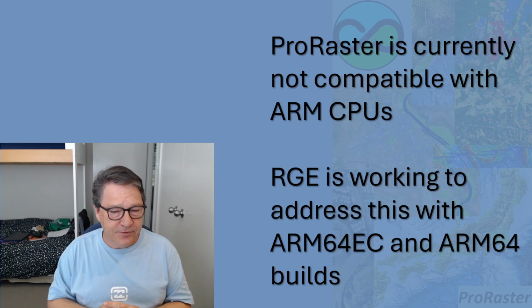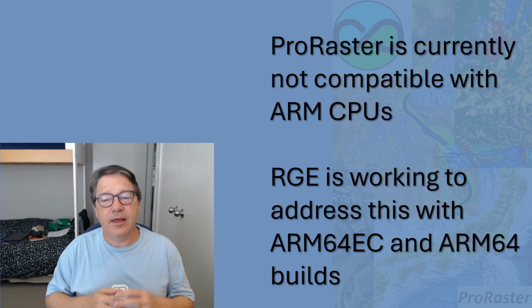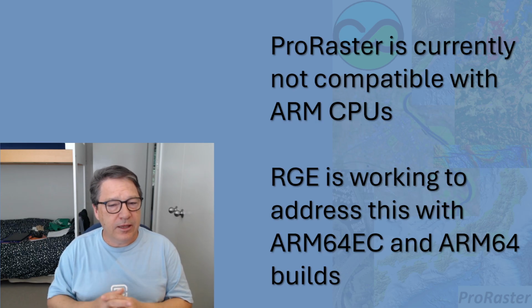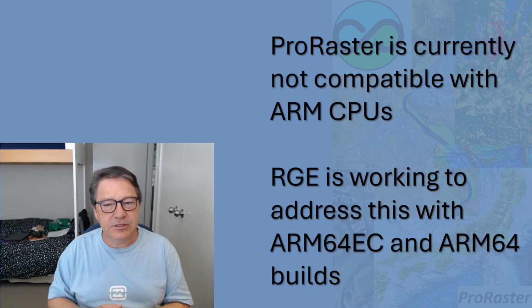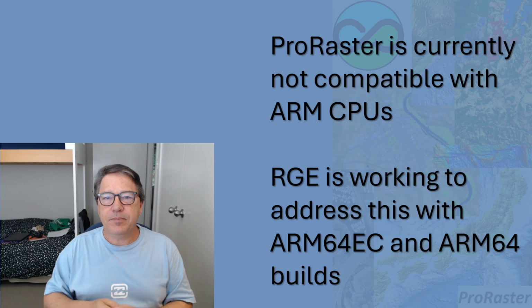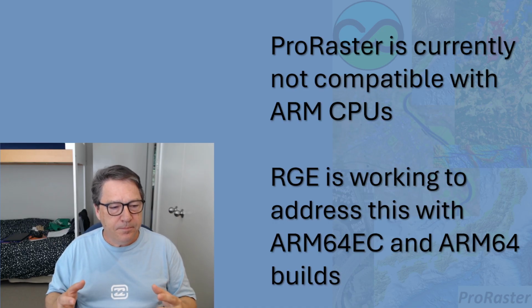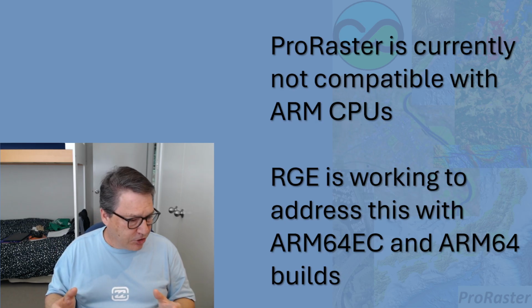Firstly, with an ARM64 EC configuration build, which I hope will become possible soon. And then, as soon as I can get those additional third-party libraries that I require built with ARM64, then I can go to a full ARM64 build, which of course is the best-in-class solution. So that's the current state of play for ProRaster on ARM at the 16th of October 2024.